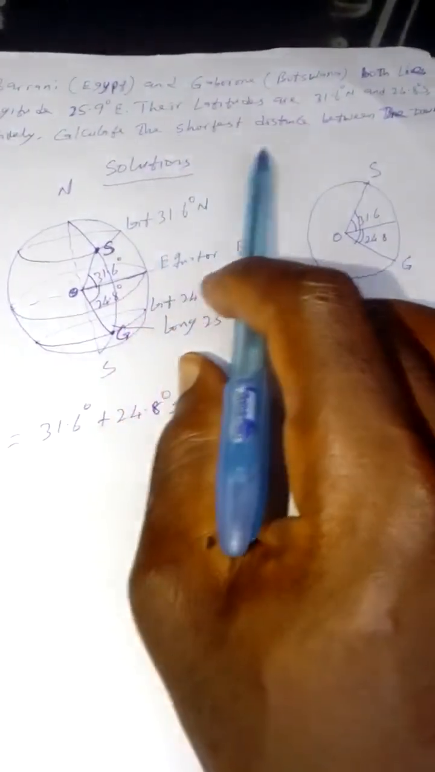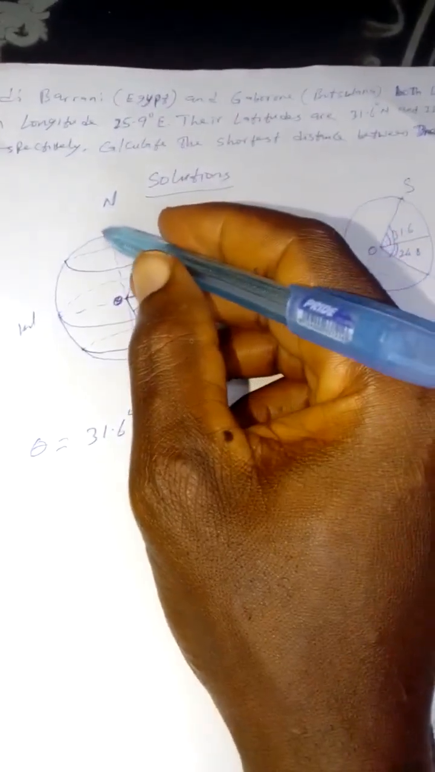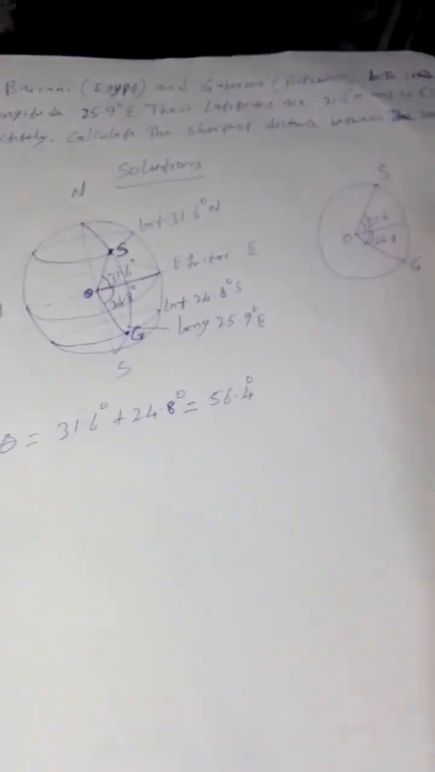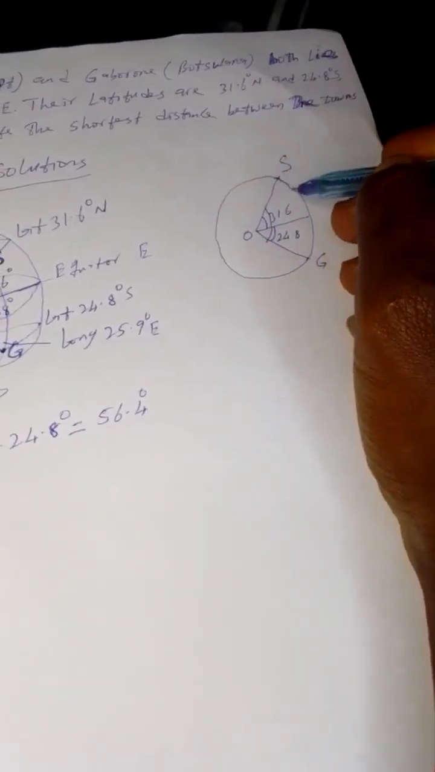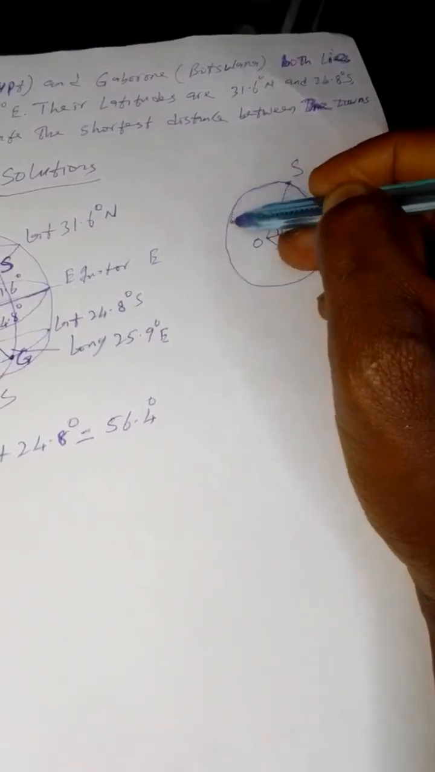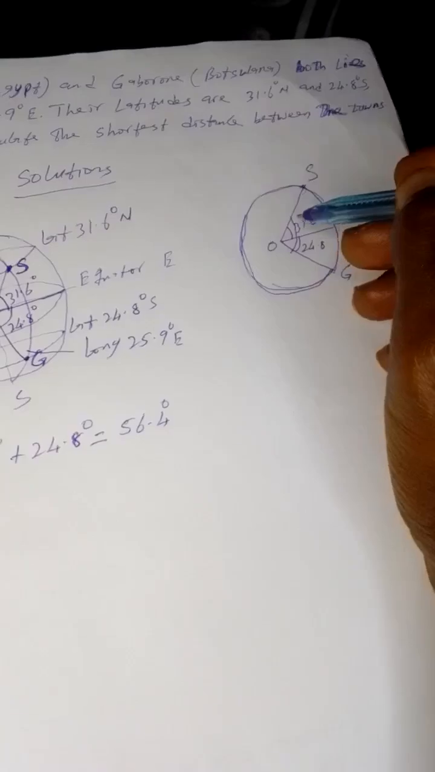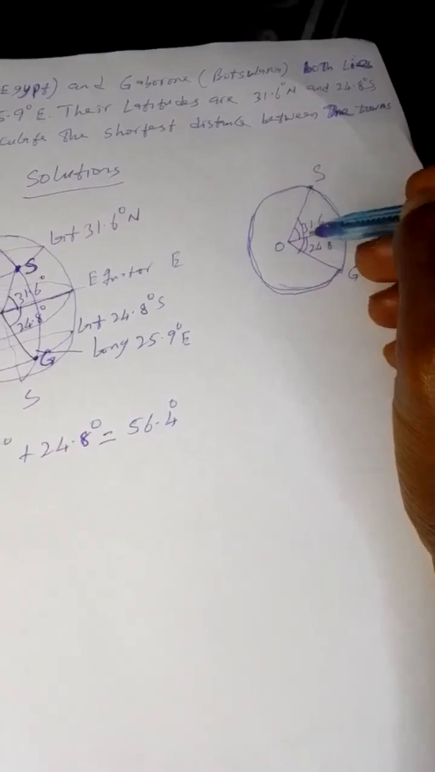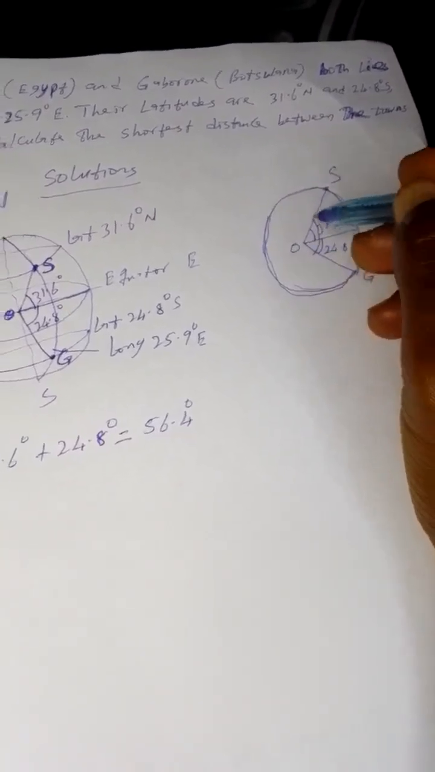But the question is asking us to calculate the shortest distance between the towns. So this is going to give us the shortest distance, because the longest distance is by passing through this other place. So the shortest distance is this place, and the longest distance is this place. To determine the longest distance, we subtract this angle from 360.